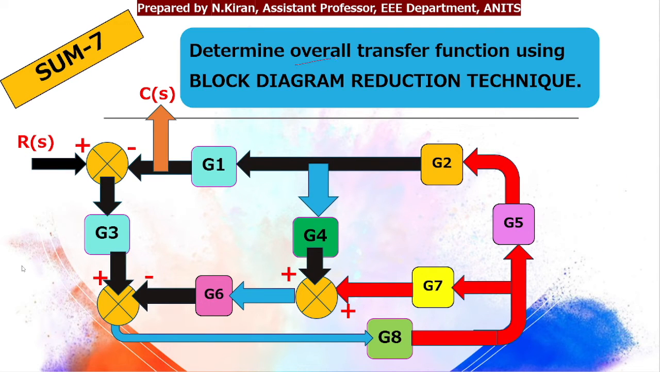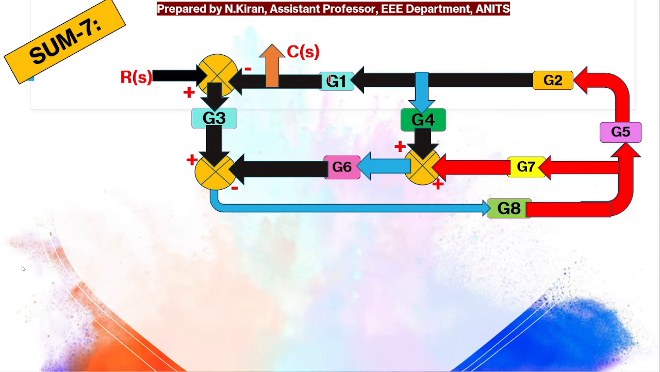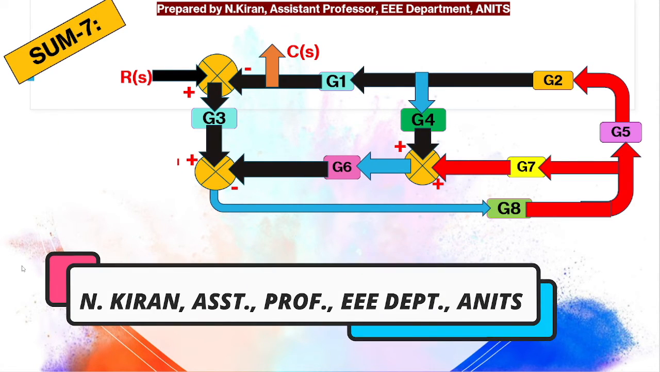Here I need to find my overall transfer function using the block diagram reduction technique. Here I have my input and output adjacent to each other. So I need to redraw such that my input is at one extreme and output is at the other extreme. So I am redrawing the given block diagram.